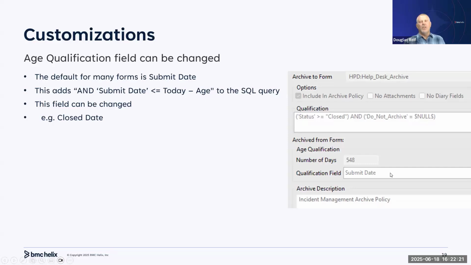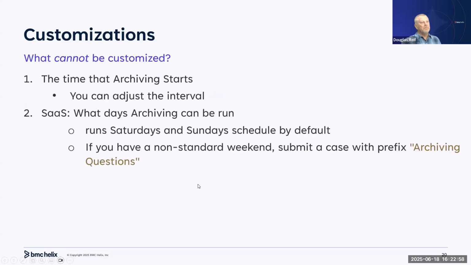So you could change that to say close date instead of submit date. What that does is, when we do a SQL query to find the data to be archived, we look at whatever the qualification is. At the end of that SQL query, we're going to say, and submit date is less than whatever today's date is minus the age. Well, in this case, it's 548 days. And we're going to look at the submit date; it's going to be whatever field you had put in there. So that's an important thing for many customers. For SaaS environments, where we are restricting some things and enforcing best practices, this is something we still allow.